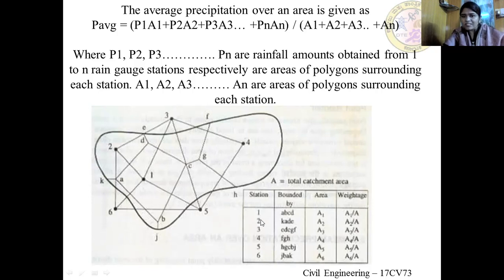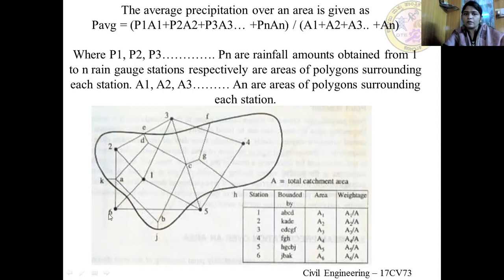Next, if we move on to station 2, it is KADC. So see here, K, A, D, and C. Rain gauge station 3, you can see CDEGF. Around rain gauge station 4, it is FGH, that's all. Then 5, you can see here, JBCGH, or even you can say BJCGH. Around 6, it is just JBAK. In this way, this is the bounded area around each rain gauge station.